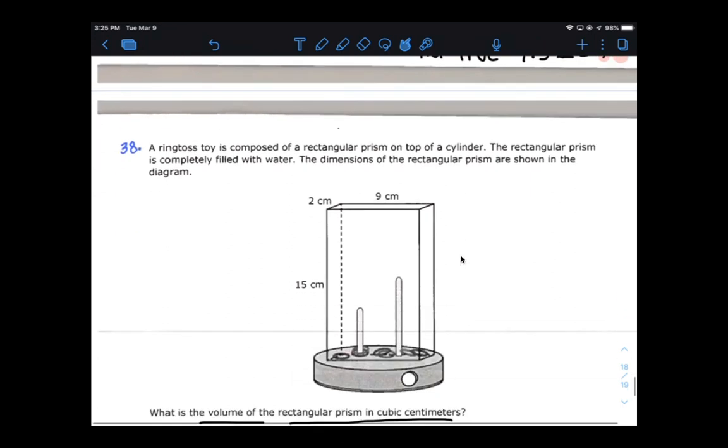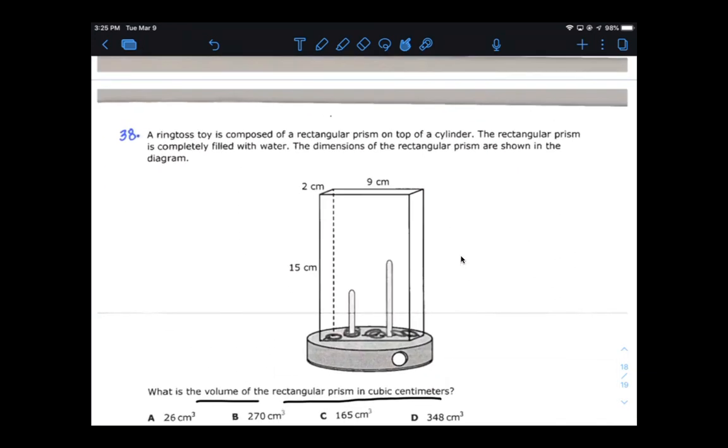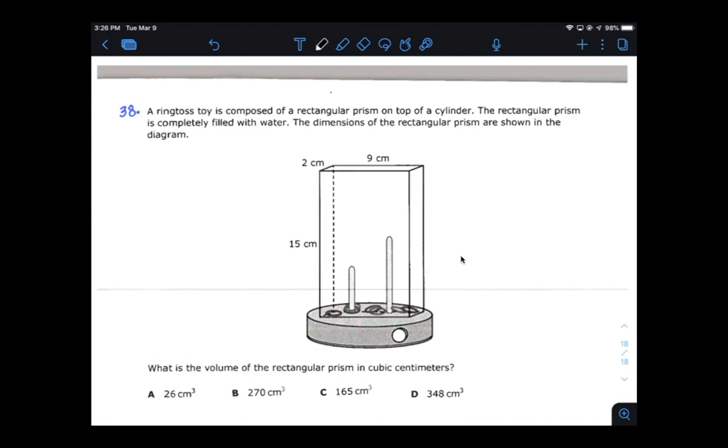Then we have problem 38. 38 is asking us about volume, right? It says a ring toss toy is composed of a rectangular prism on the top of a cylinder. The rectangular prism is completely filled with water. The dimensions of the rectangular prism are shown in the diagram. So what I see here is this is definitely the length of the rectangle. This is the width of the rectangle, and this is the height of the prism, right?